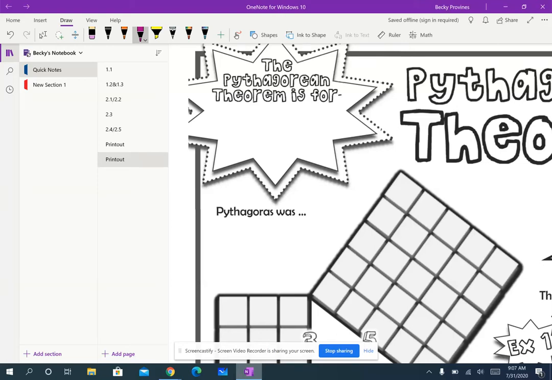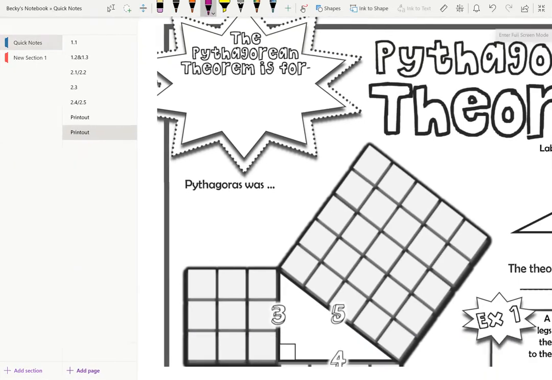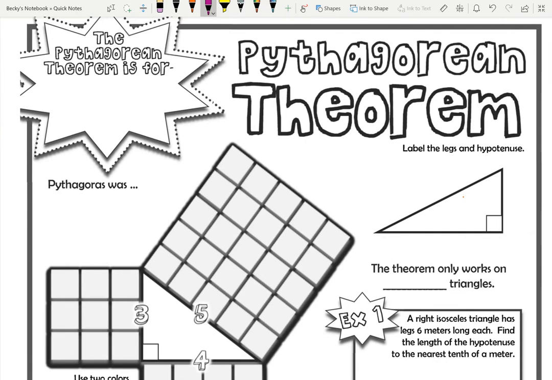Hi guys, today we're going to talk about our first lesson, which is over the Pythagorean theorem. So before we begin, please go ahead and get a piece of paper and take down some examples and put this into your geometry binder or folder.